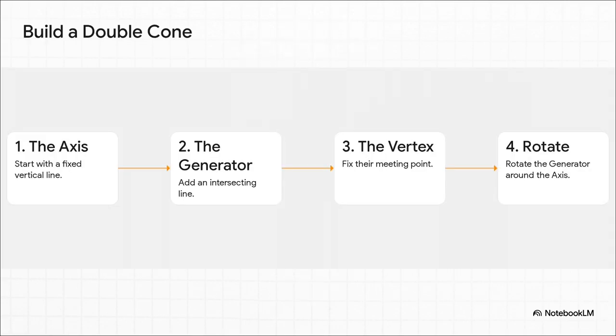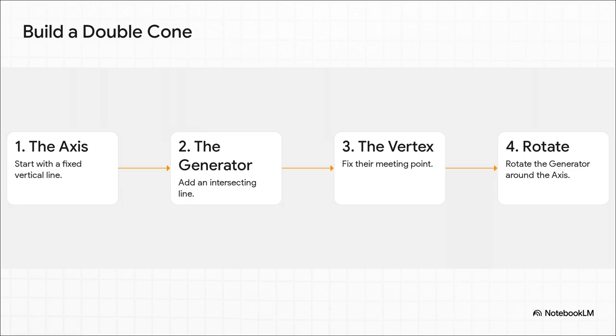Okay, so picture this with me in 3D. First, you've got a straight vertical line. Let's call that the axis. Now bring in a second line, we'll call it the generator, and have it cross the axis at just one single point. That's the vertex. You with me? Okay, because here's where the magic starts.